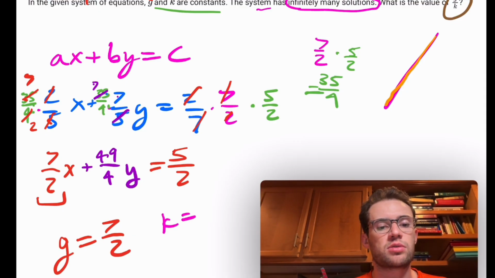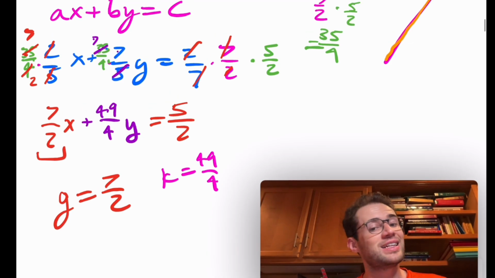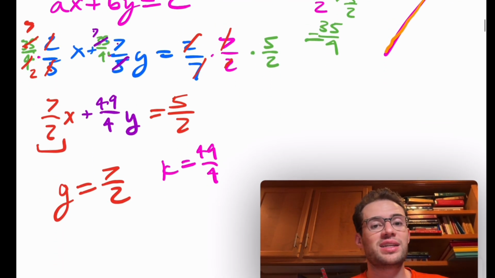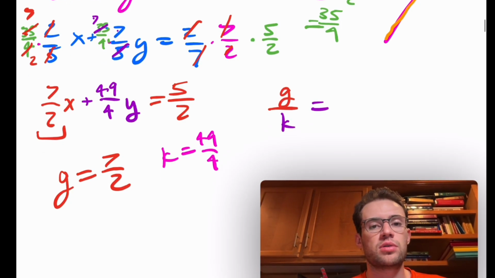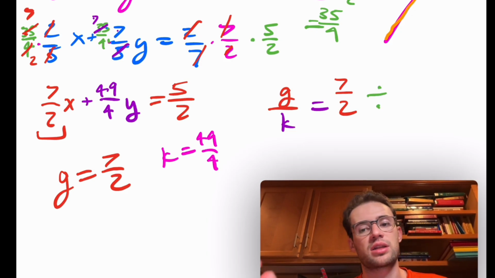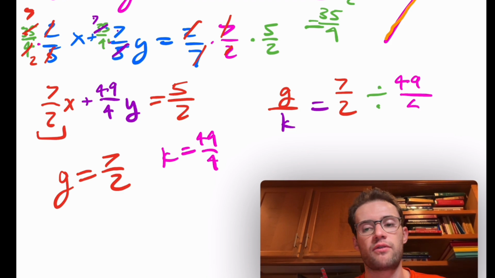So k is equal to 49/4. Okay, so we've got those g and k. They didn't just ask what is g and what is k, they said what is g over k. So now we need to write g over k is equal to 7/2 divided by, now you could write it as a fraction, like fraction over a fraction, but I'm just going to write it like this, over 49/4.